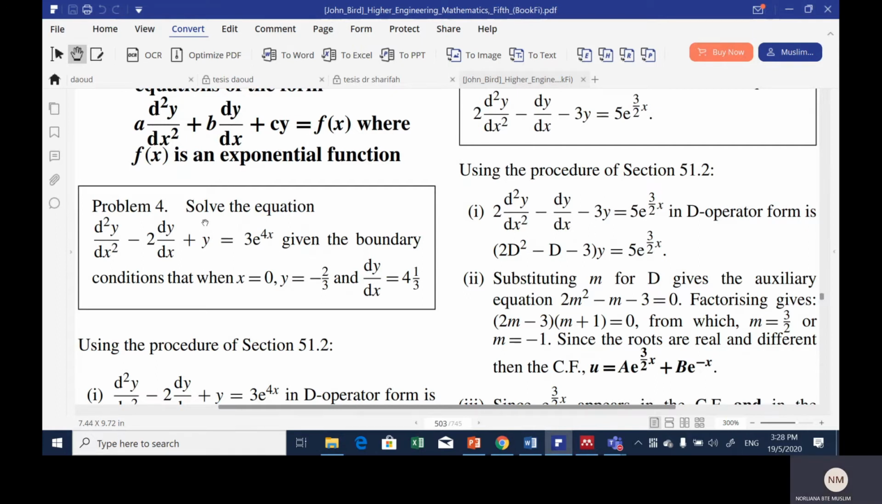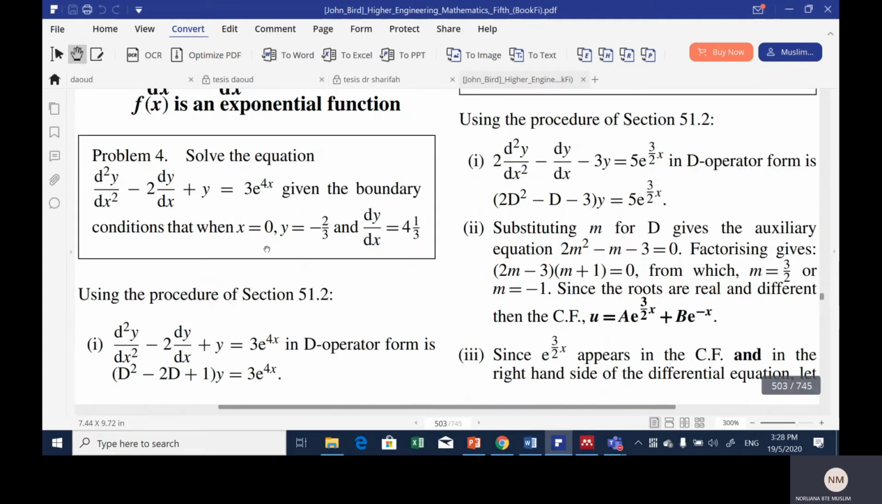In problem number 4, this is the second ODE. See that the right hand side is not equal to 0, correct? So this is a second ODE, non-homogeneous. We have to identify this first: this is a non-homogeneous second ODE. Remember the previous step. In this question, we have boundary conditions given, so it means that we need to find the particular solution.